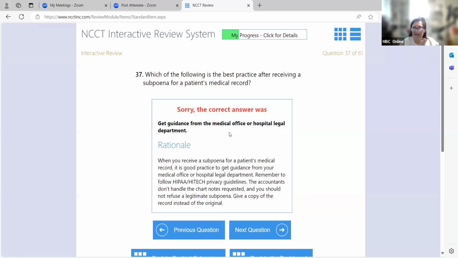Wrong. That's incorrect. I can see why you would think that, but what you're going to do is get guidance from the medical office or the hospital legal department. If that comes in, you want to go to them and see what you need to do and how you're to do it so that you do it the right way.